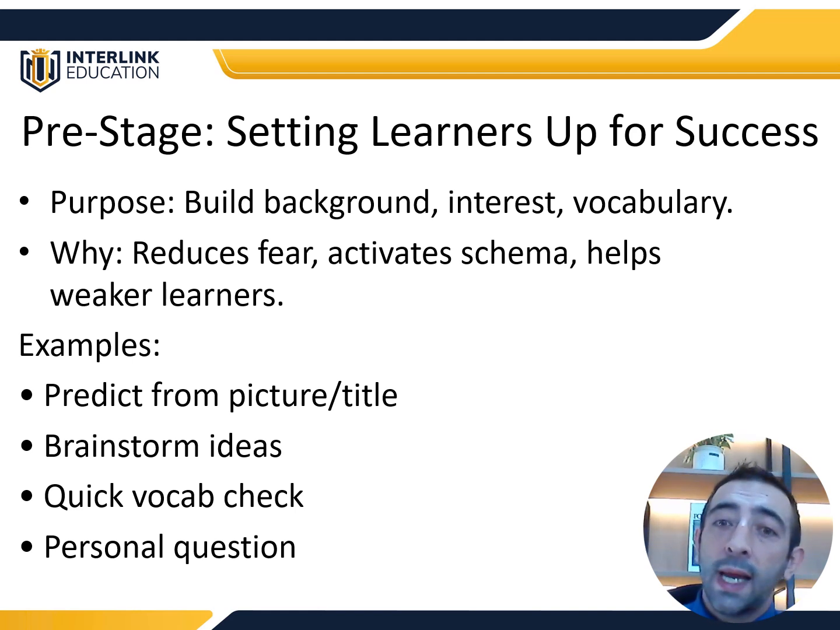So for example, name 5 things you can see in the picture. Then they work in pairs. Each pair says different things. So in a way, that's also a good way to help them to teach each other different vocabulary that they know.